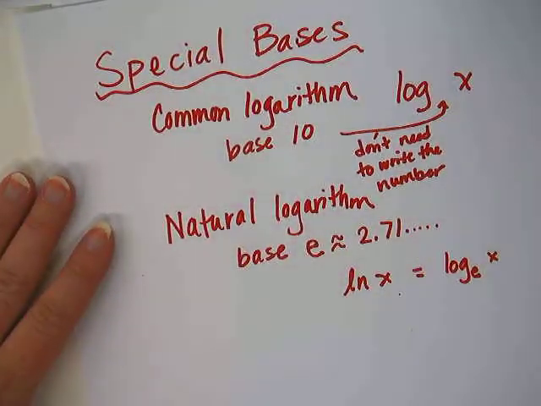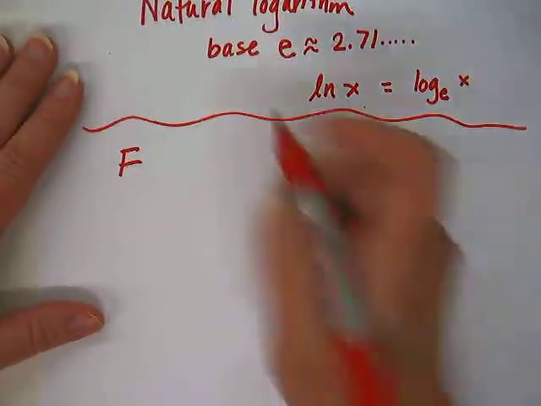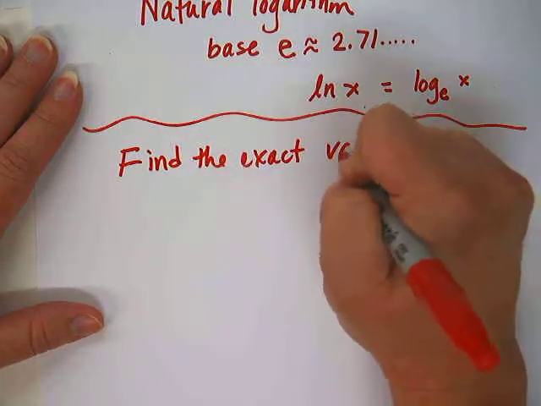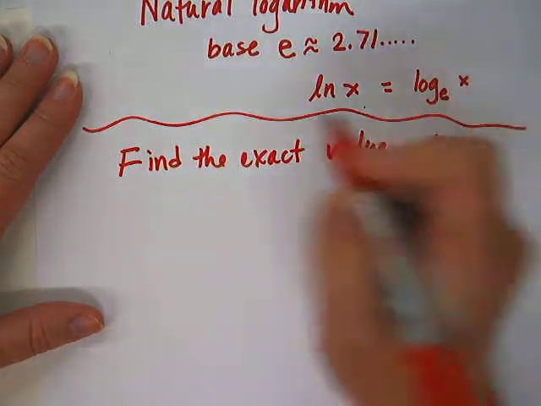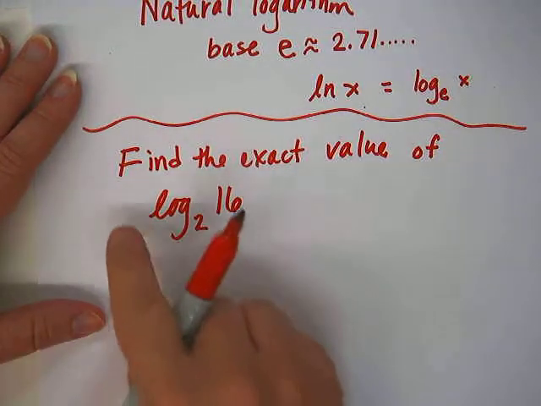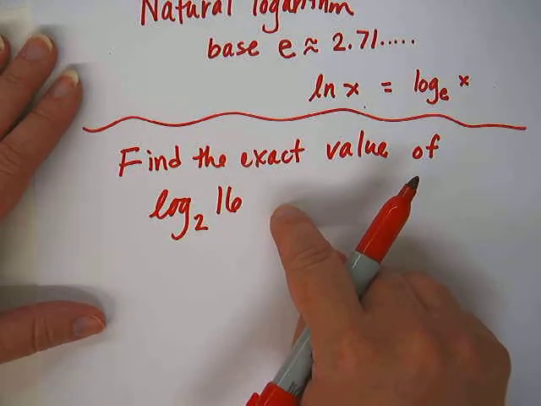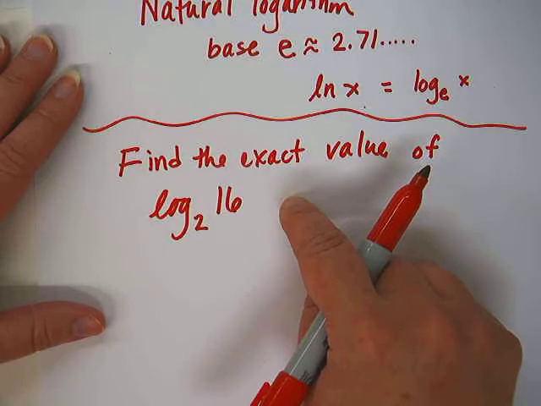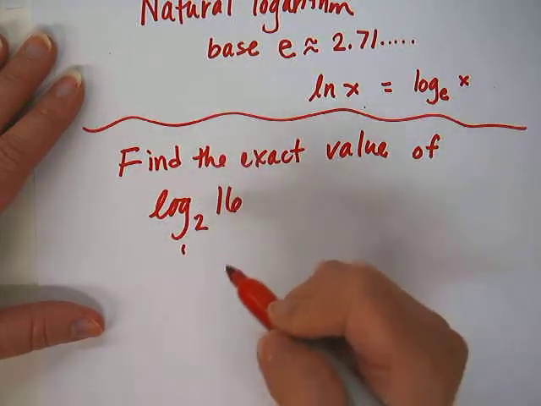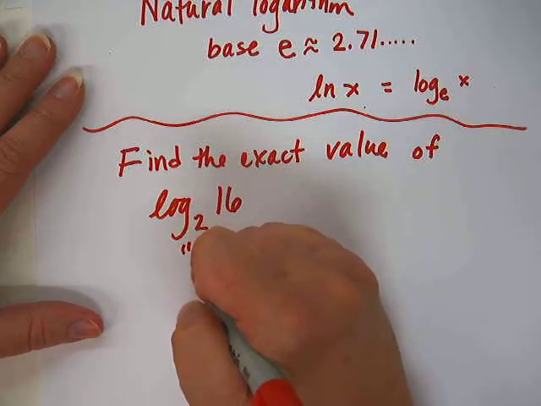Alrighty. Let's do some simplification problems really fast. So here's some examples. Find the exact value of log base 2 of 16. Now remember, a logarithm is an exponent. So the answer you're looking for here is an exponent. So what I like to do when I'm doing logarithms like this is I ask myself a question.